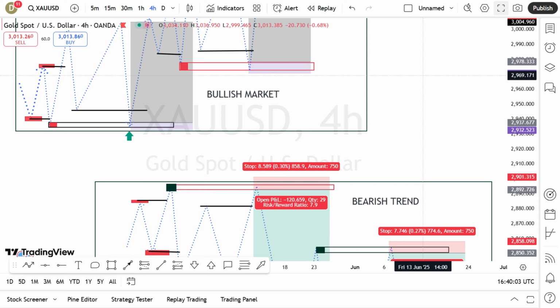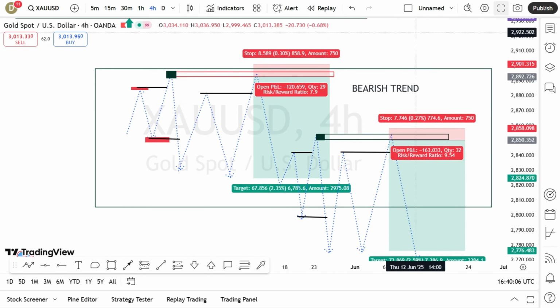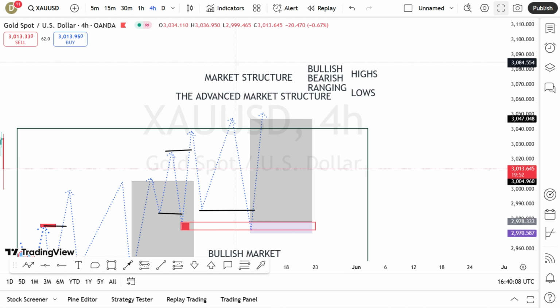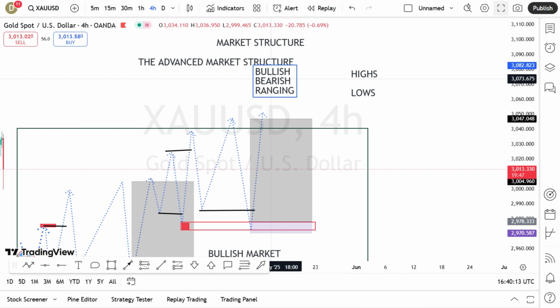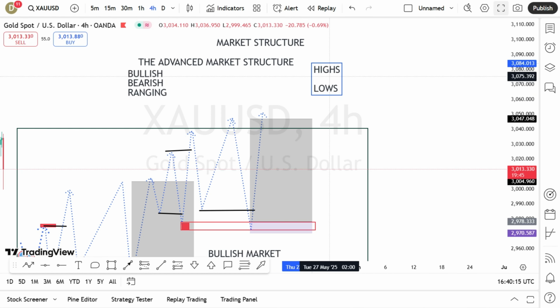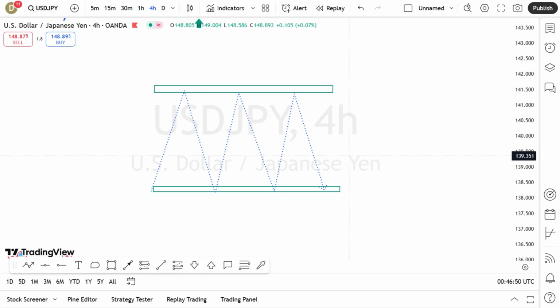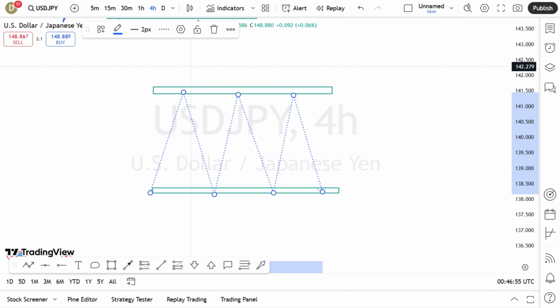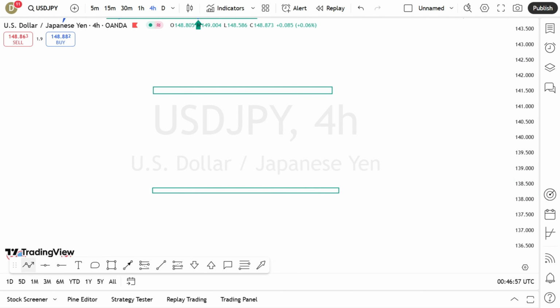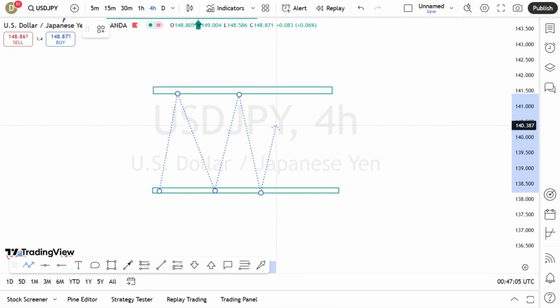So this is the advanced market structure. It comes with bullish, bearish, and ranging markets. You have your highs and the lows. You don't buy or sell in the ranging market. The market is not buying or selling in the ranging market. It's very risky to trade in the ranging market.